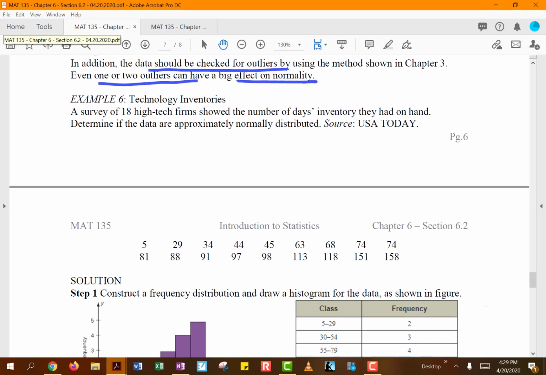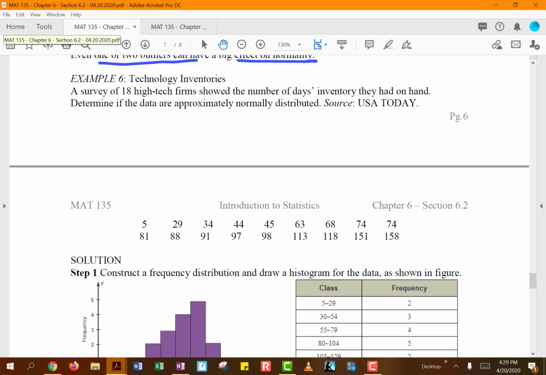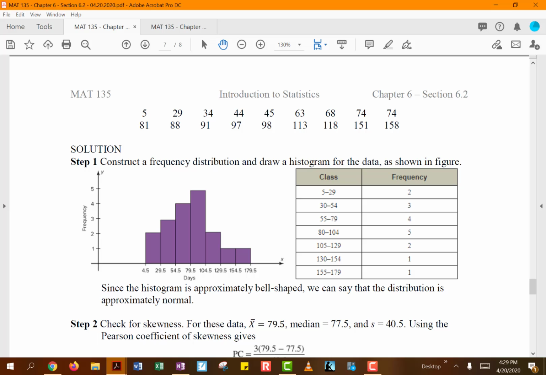So this one is telling us in example 6, a survey of 18 high-tech firms showed the number of days of inventory they had on hand. Okay, so this is just showing you from the 18 different high-tech firms the number of days of inventory they had, and they're saying determine if the data are approximately normally distributed. So the first thing, as you can see, is we are constructing a frequency distribution. So that's our little table over here, and then based on that we are drawing our histogram.